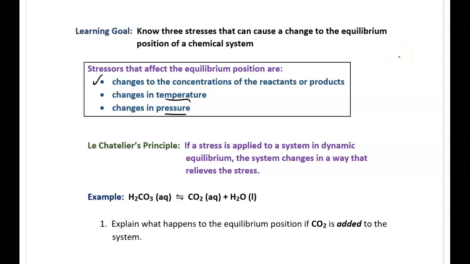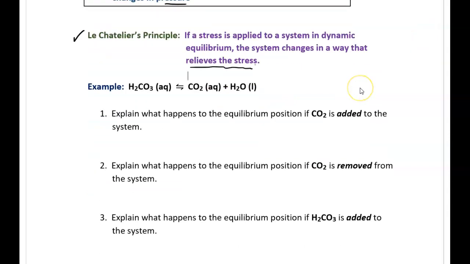There's a rule that we follow to figure out what happens to the equilibrium position when one of these stressors is applied to a chemical reaction. The rule is called Le Chatelier's principle. If a stress is applied to a system that's in dynamic equilibrium, the system changes in a way that relieves the stress. Now let's look at some examples to see what that means, to relieve the stress.